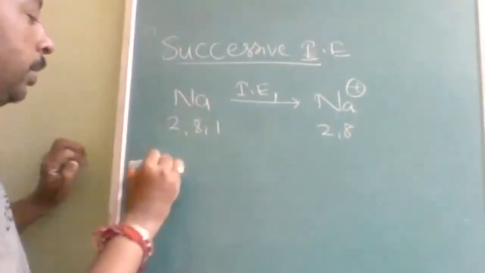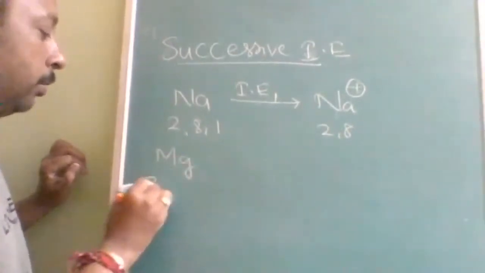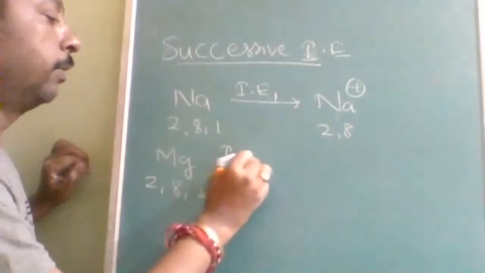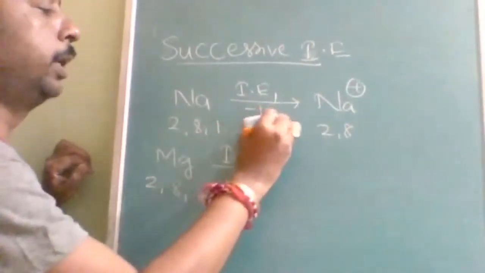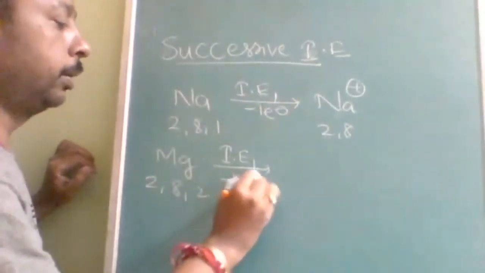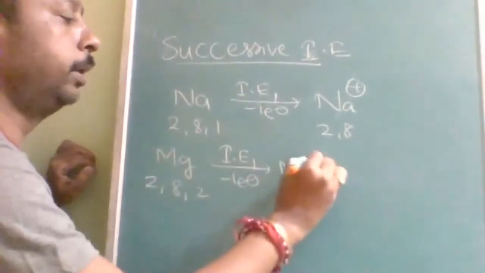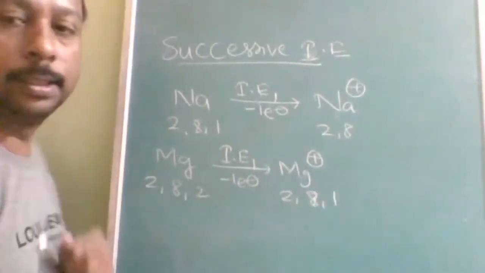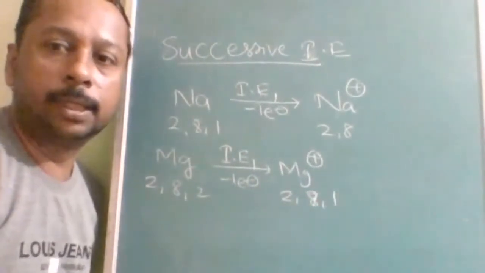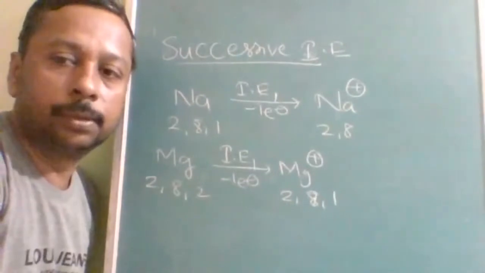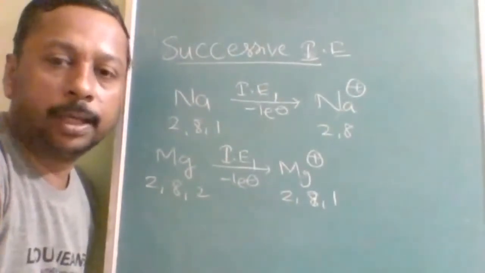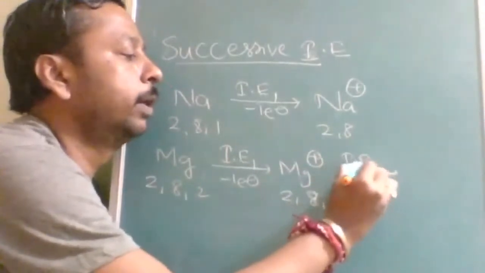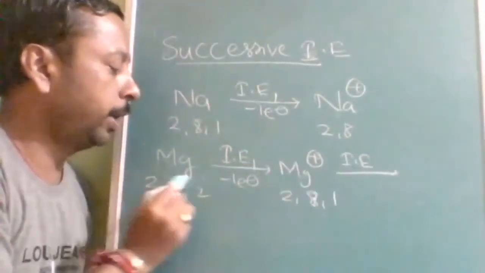But if you talk about magnesium, 2, 8, 2. If I provide energy for IE1 only, it will lose one electron. Then it will form magnesium positive, 2, 8, 1. Is it stable? No. To become stable, what does it have to do? It has to lose one more electron.